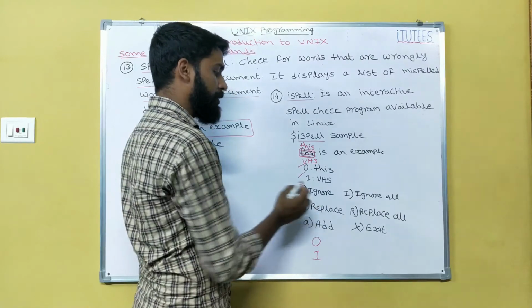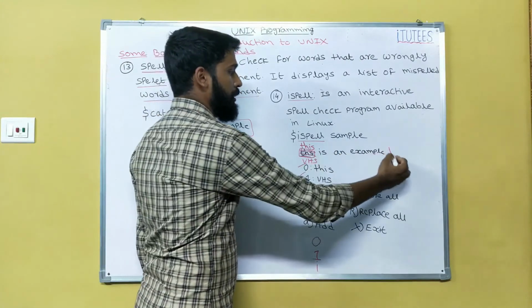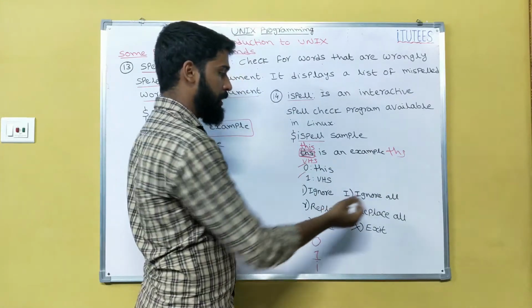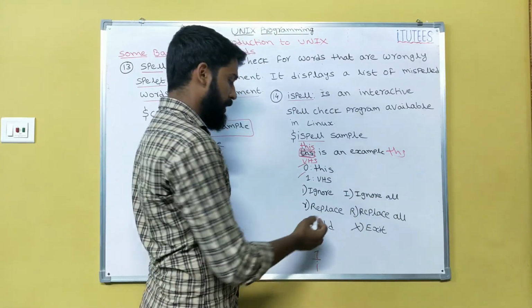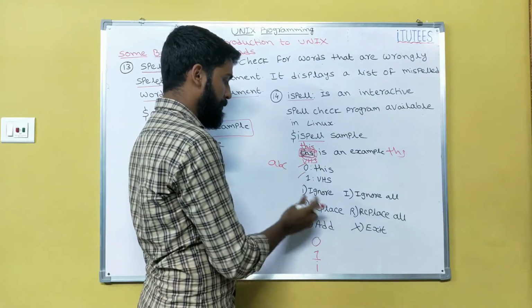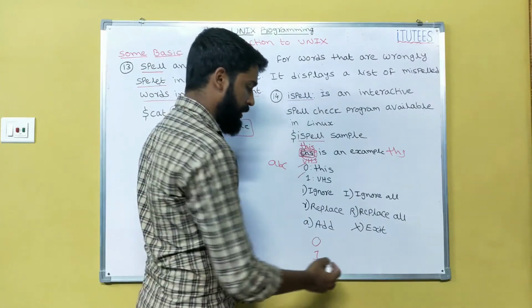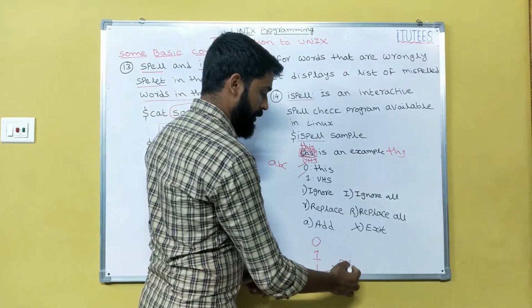So for example, I want to ignore, then I can press small i. So if there is another word with the same spelling, then I can use ignore all. If I want to replace this with some ABC, then I can press small r. Then here in the prompt they are asking replacing word. For example, I am giving ABC.